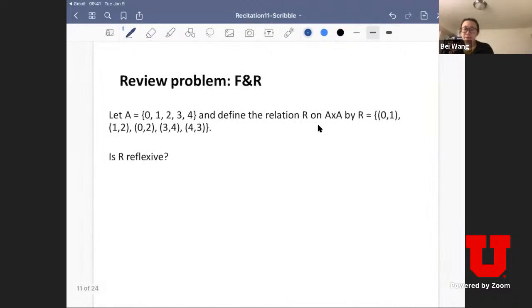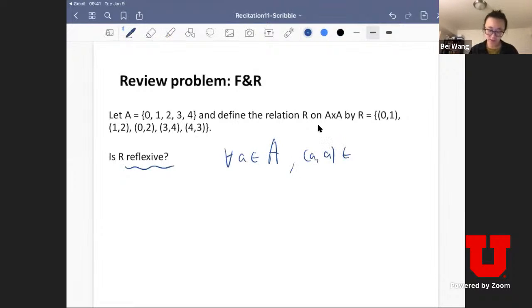All right, so now we're going to go through a few more examples on functional relations. They're fairly straightforward, okay? So the first question is, I give you a set A, and I give you a relation. Is it reflexive? So again, reflexive, it has to be for all a in capital A, (a, a) has to be in the relation, okay?